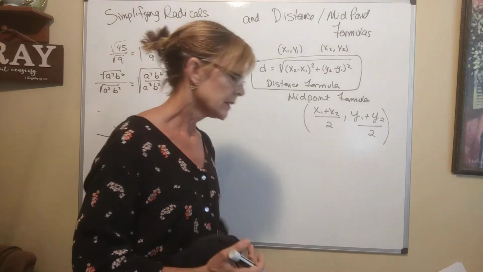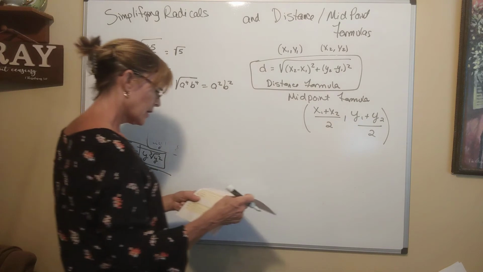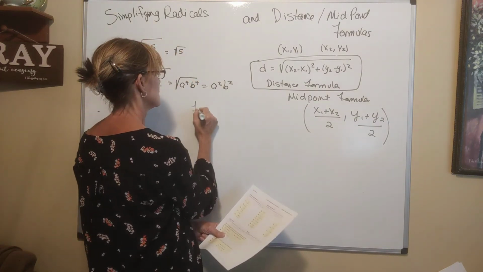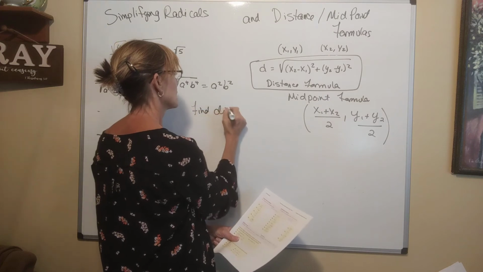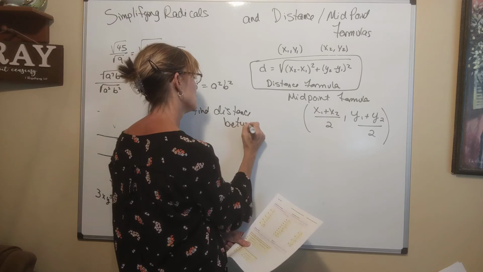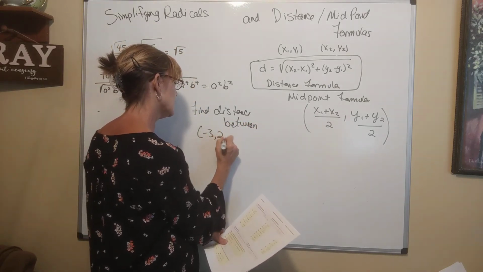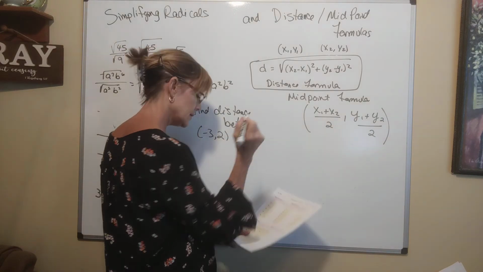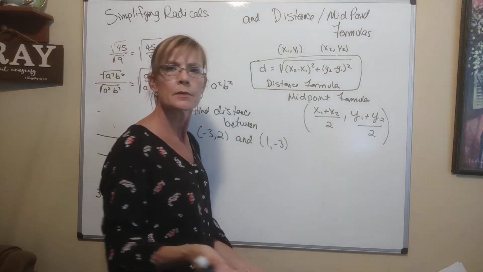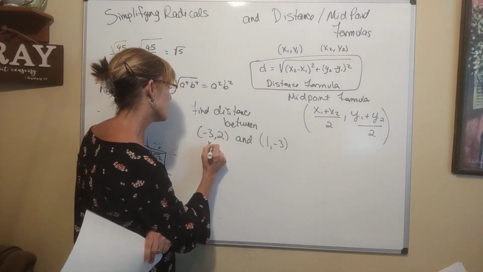So let's just pick something off your sheet. How about number, here's one. Let's find the distance between the points -3, 2 and 1, -3. And so on your sheet, I think it's number 79. Okay, so we want to find the distance. This would be my first point.